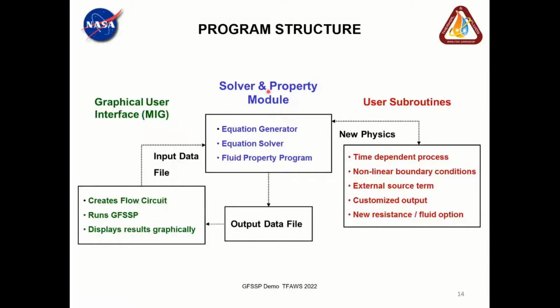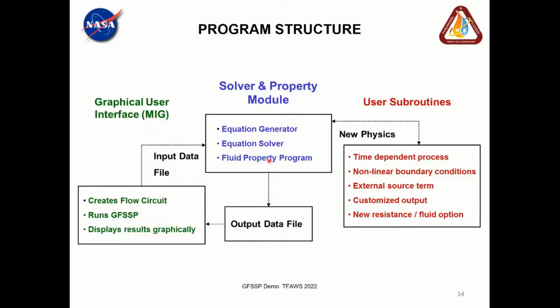The solver and the property module read that input data file and generate all the equations. Depending upon how many nodes and branches there are, it knows how many mass conservation equations and how many momentum conservation equations need to be solved. It is all done inside the solver, and it also takes the help of the property programs, because you need all the properties. I'll talk about that a little more later, how the properties are provided to the solver program. Then it solves, and you can just get the output and see the output.